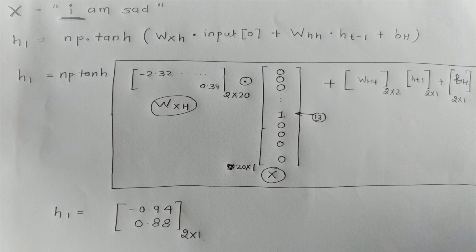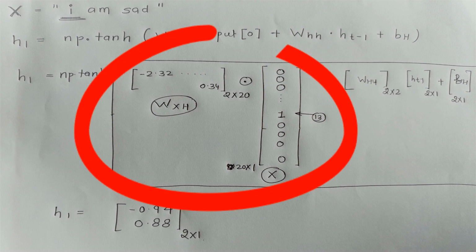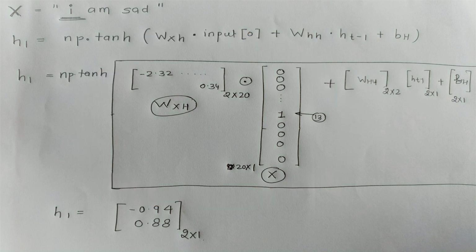So if I consider the first part of the equation, that is I am multiplying two matrices, that is WXH, which has a dimension 2 cross 20, and my input vector, which is X, that is 20 cross 1. The resultant would be 2 cross 1 matrix.